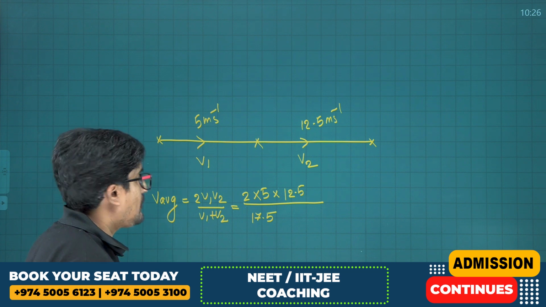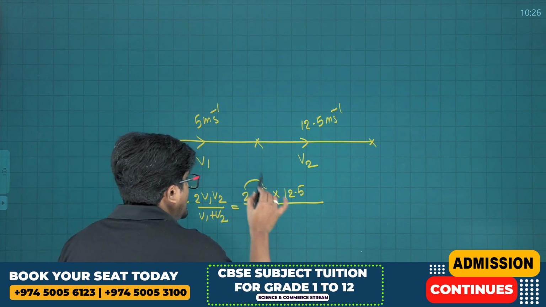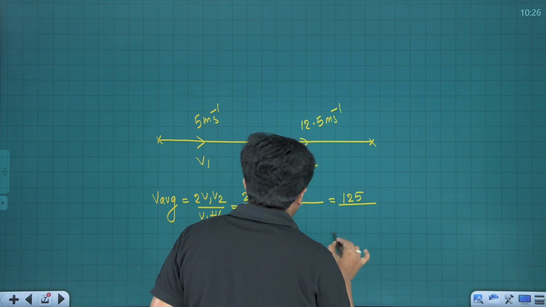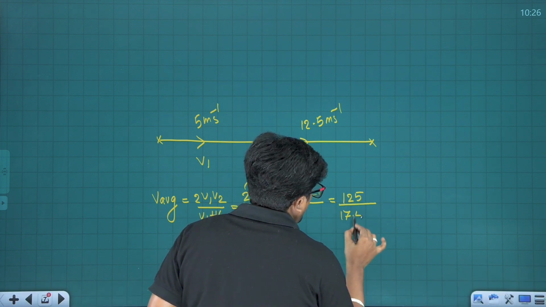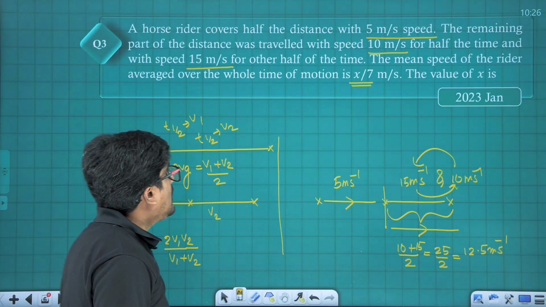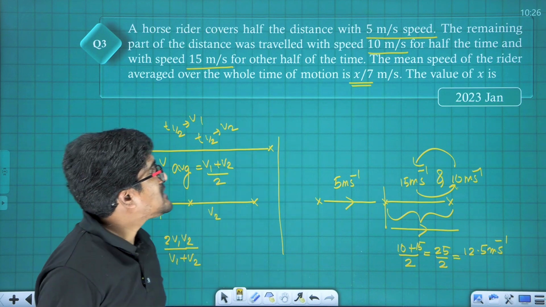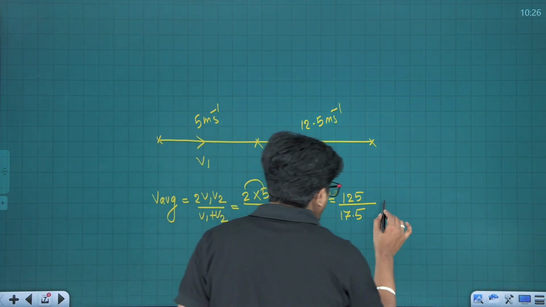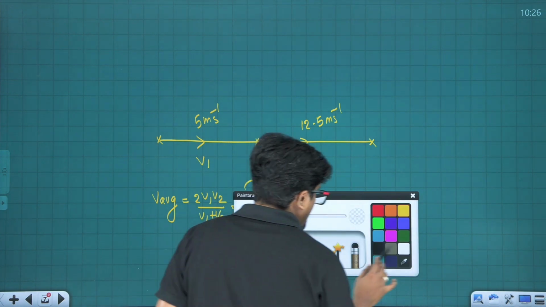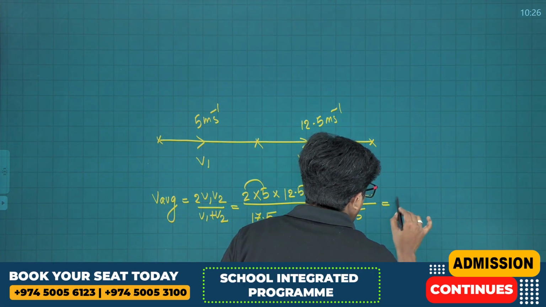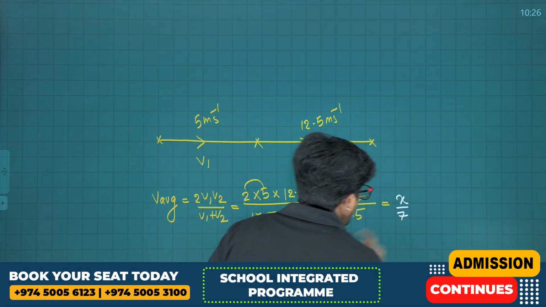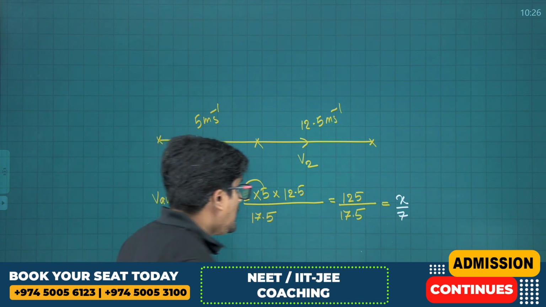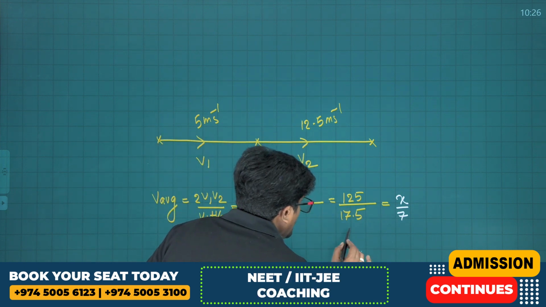That is going to be 17.5. Okay, 5 2s are 10. So I can mark this as 125 divided by 17.5. This is the average value. As per the question, it is marked as x by 7. So I am going to mark this as x by 7. Okay, we need the value of what? X.